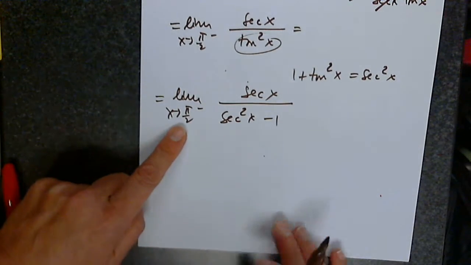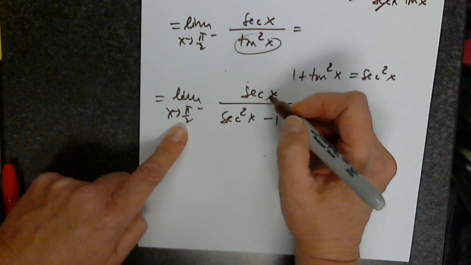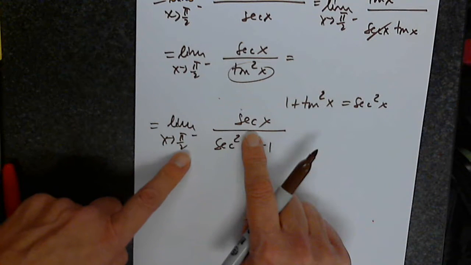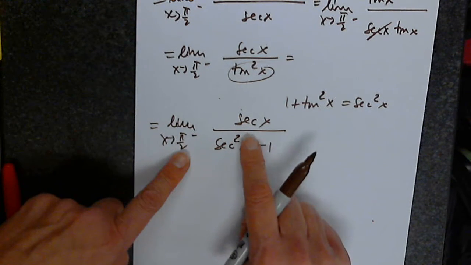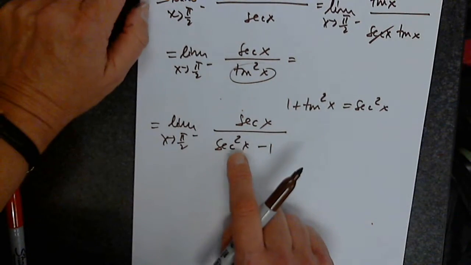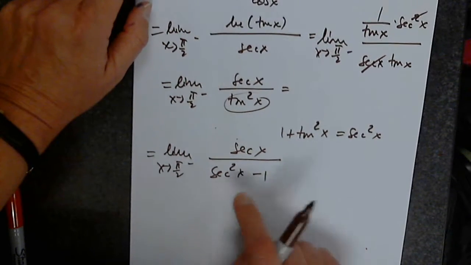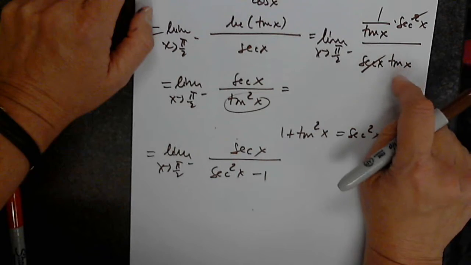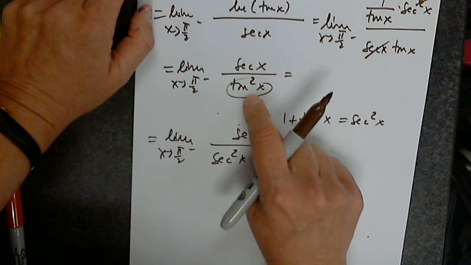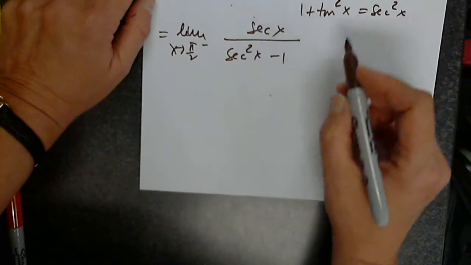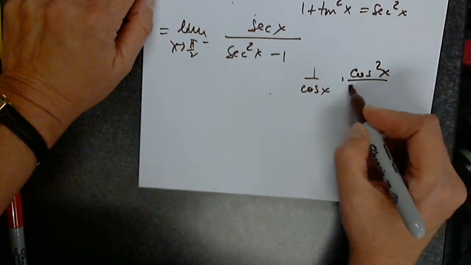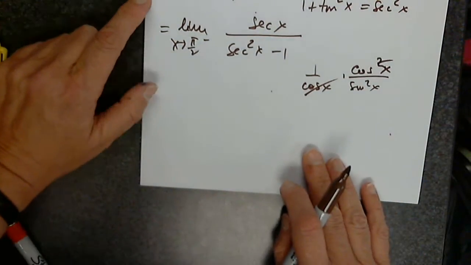So now pi over 2 from the left is 1 over 0 from the left, so this will be infinity, and this will still be infinity, but I don't really like it because I have a square in the denominator. So I'm going to come back here for a second and see if I can simplify this in any other way. This is 1 over cosine. Yes, I think I should do 1 over cosine multiplied by cosine squared over sine squared. I should do this instead of that.